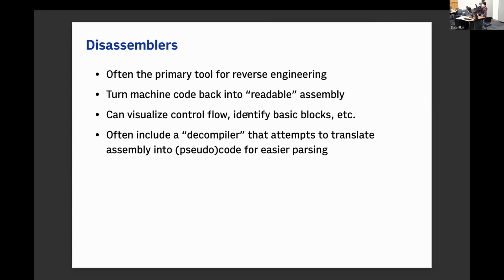So your disassembler will turn the machine code back into assembly that you can read, and almost all of them will also help with identifying control flow. Some of them might show you the code in the form of a graph so you can visualize the execution. Lots of them also include a quote unquote decompiler. It's a term that I put in quotes because, as we previously discussed, it's not possible to decompile a program. You can't take assembly and then turn it into the original source code.